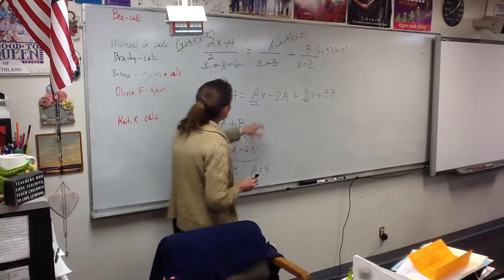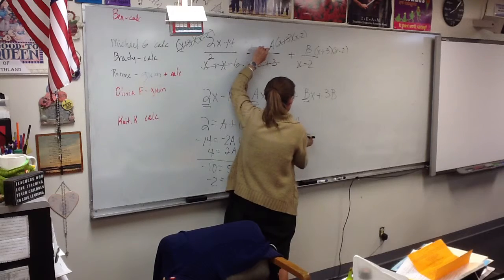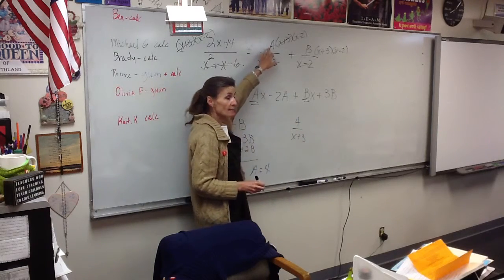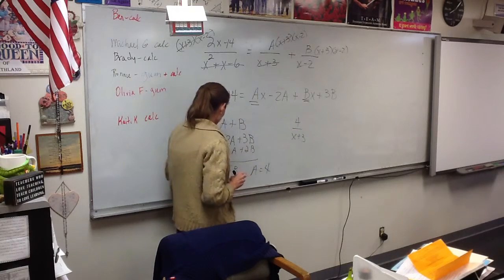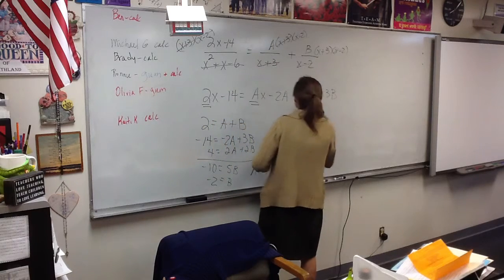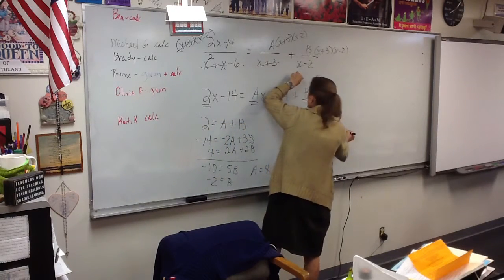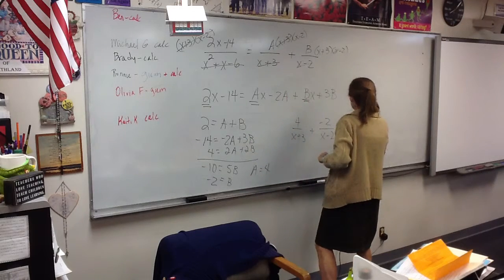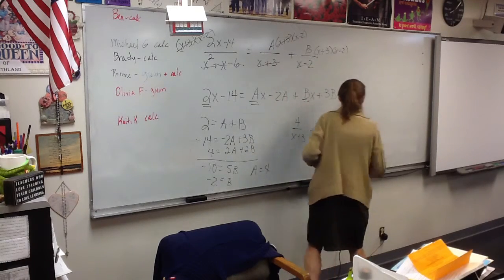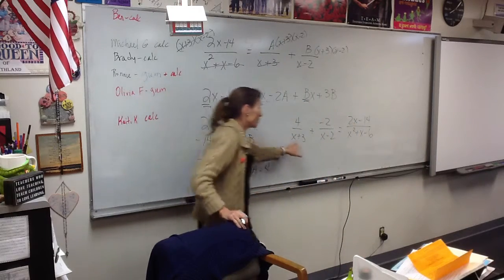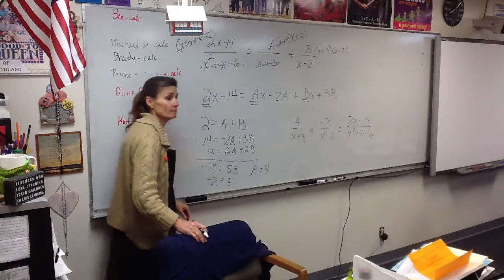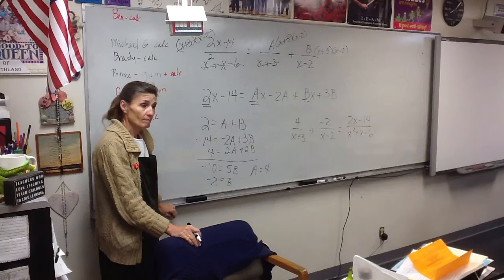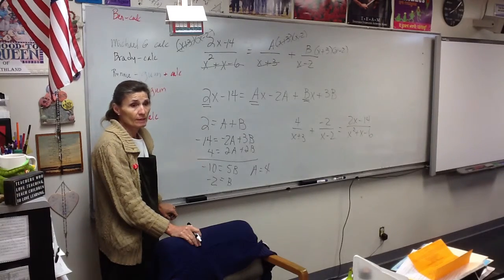What are they? Well, 4 over x plus 3. Remember, A was 4, and the way I set it up, I have A over x plus 3. So it's going to be 4 over x plus 3 plus negative 2 over x minus 2 equals 2x minus 14 over x squared plus x minus 6. These are called the partial fractions. They're the little fractions that add up to the original problem. Got it? Okay.